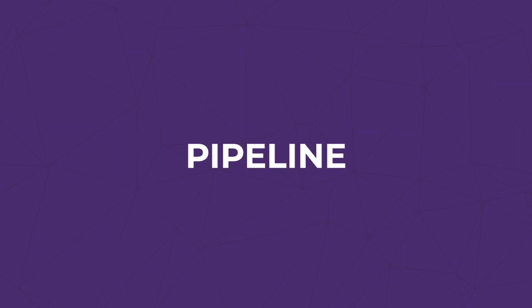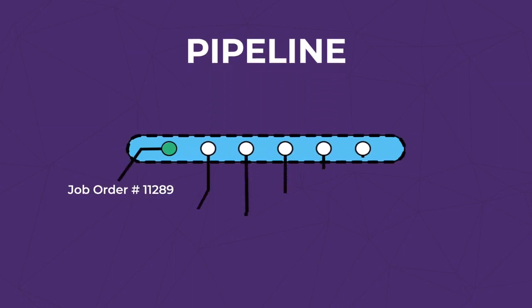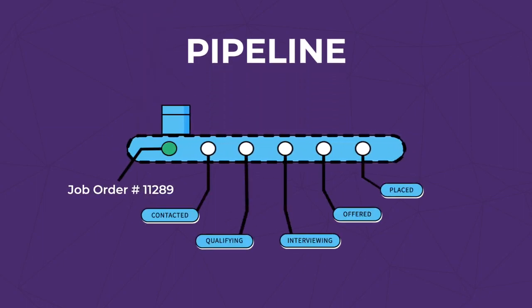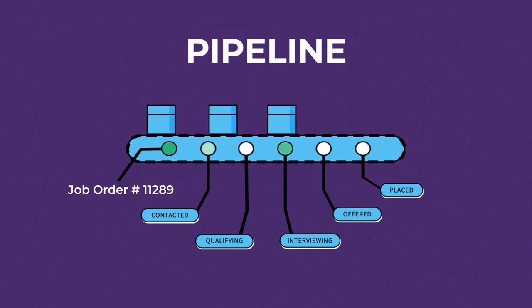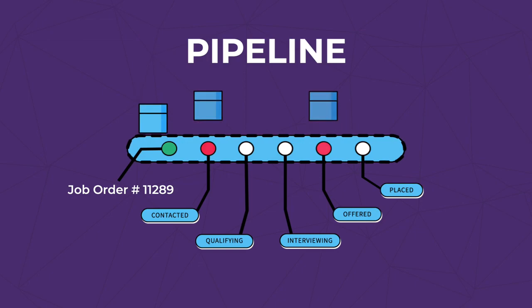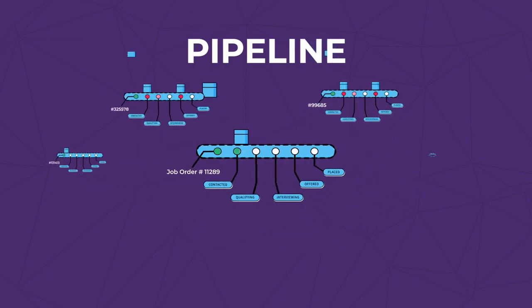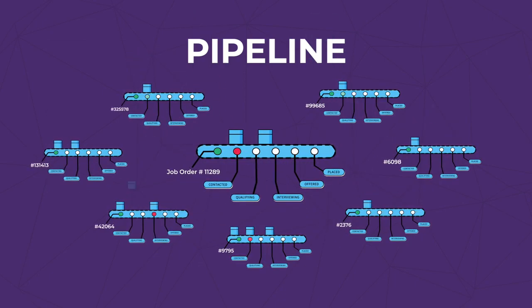Pipeline. A pipeline tells you which candidates are in consideration for a job. They are either included in that pipeline manually by a user, or the candidate added themselves by applying for the job on your portal. Each job has its own unique pipeline. So, when we say a candidate is in the pipeline, we mean the candidate is actively attached to a specific job order. A candidate will have a unique status for each pipeline that they're in.